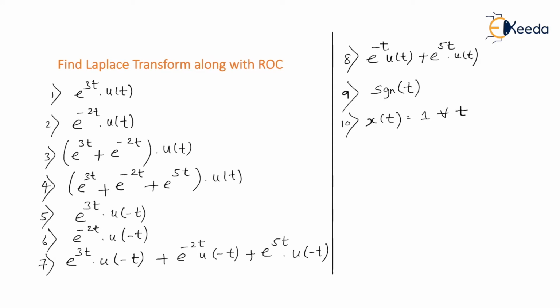As you see on the screen, there are 10 problems listed which we have to solve. We will find the Laplace transform along with their respective ROC, and we have to use only two properties here, that is the first shift theorem along with the linearity property. Yes, there are other properties also which we will learn in the next video. Let us start with the first problem.